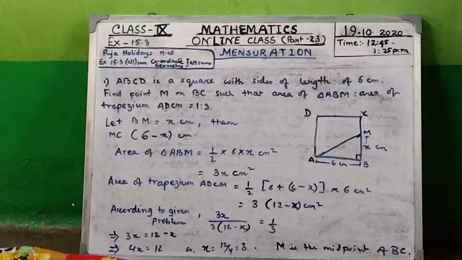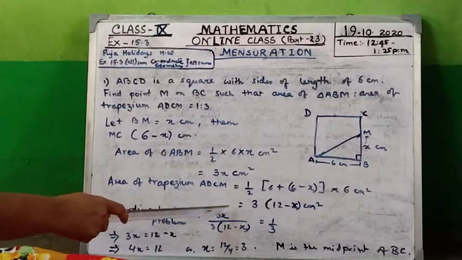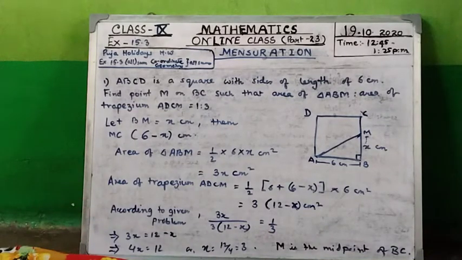Now according to the problem, 3x by 3 into (12 minus x) is equal to 1 by 3. Now if you cross multiply and cancel, what will come? This 3 and this 3 get cancelled. You will get 3x is equal to 12 minus x, just cross multiply. So x will come this side. It will become 4x is equal to 12, or x is equal to 12 divided by 4, which is 3.